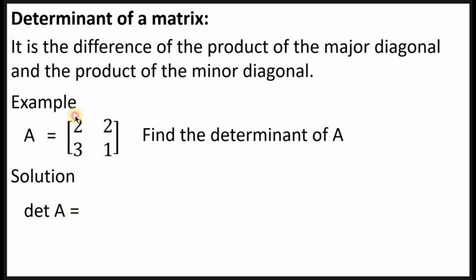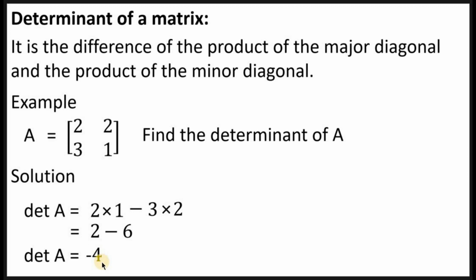So determinant of A is found as shown, equals. You get these are the major diagonal. You multiply them, like 2 times 1. Then you say minus, then the minor diagonal. This 3 times 2. Then after that, what you are going to do now is equals 2 times 1, 2, minus 3 times 2, 6. Then you say, okay, determinant now is equal to 2 minus 6. You get negative 4. Very, very important to know this concept. So this is how we find the determinant, guys.